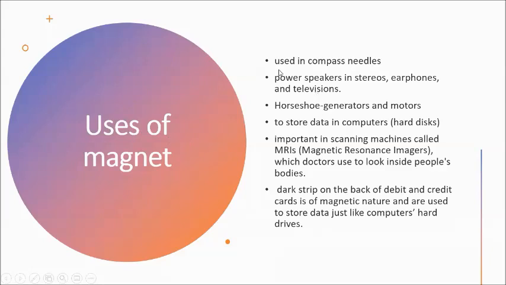Now, next is the uses of a magnet. It is used in compass needles, used to power speakers, in stereos and radios, in earphones and televisions. Horseshoe magnet, used in generators and motors. And in the medical field, magnet is important in scanning machines called MRIs. This is magnetic resonance imagers, which doctors use to look inside people's bodies. And also in the debit credit cards, the dark strip on the back of the card is of magnetic nature and are used to store data, just like computers or drives. So, few lang ito sa mga uses ng magnet.